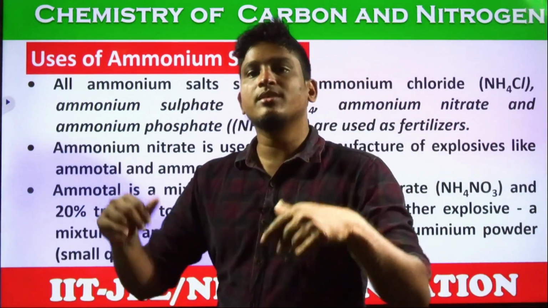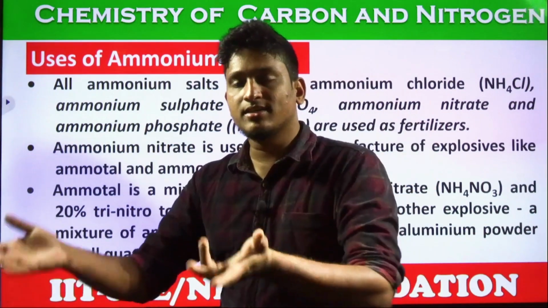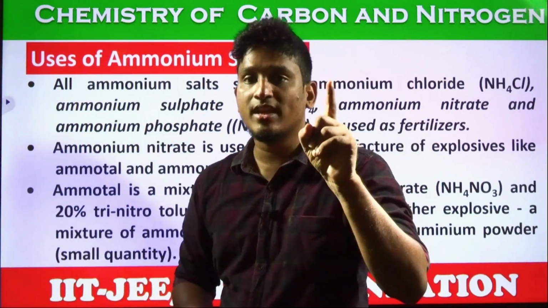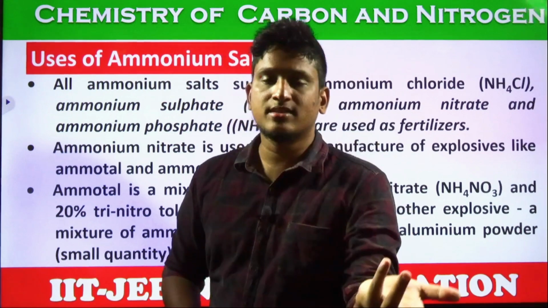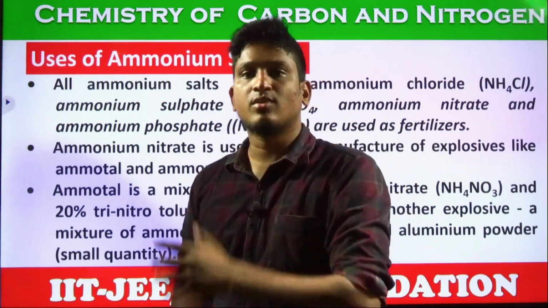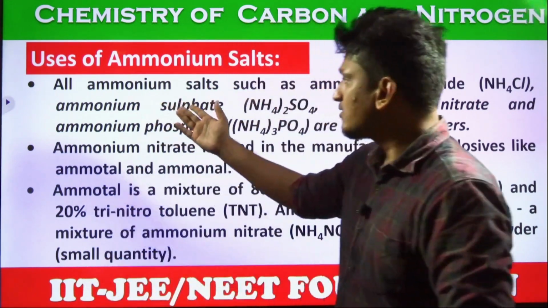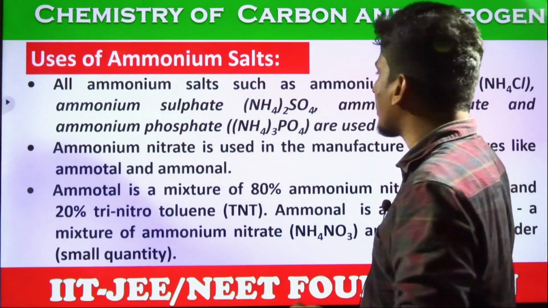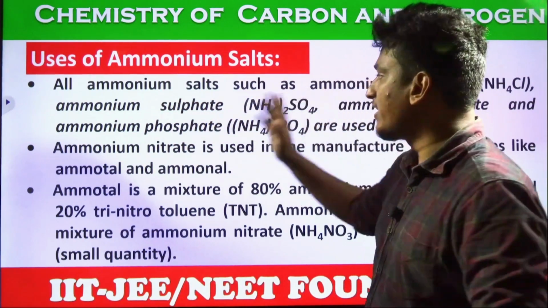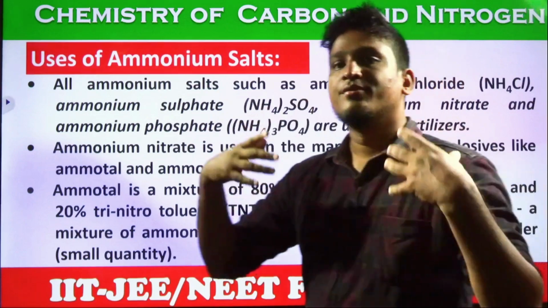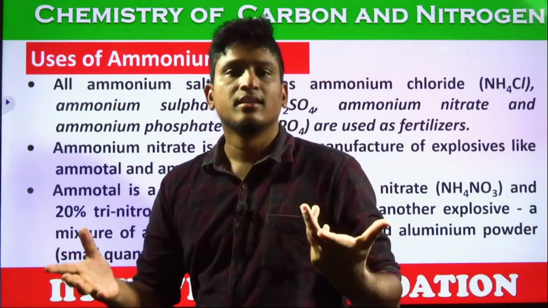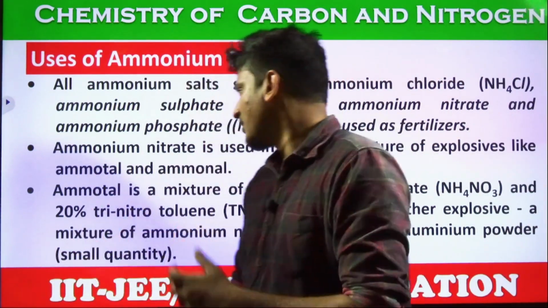Ammonia is NH3. Ammonium salts are produced when it reacts with the respective acids. Why? Because ammonia is a base. Acids are acids, like salt, base and acids. What does it form? Salt only, no? So all ammonium salts such as ammonium chloride, ammonium sulfate, ammonium nitrate, ammonium phosphates are used as fertilizers. What is the role of fertilizers? Students, used for the growth of plants.